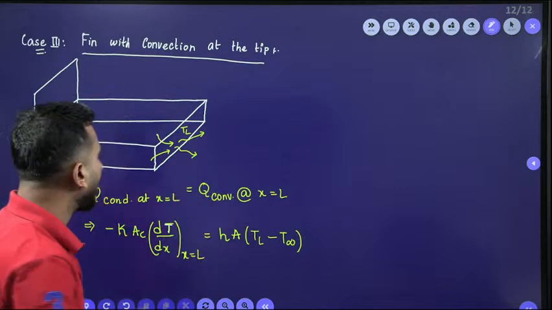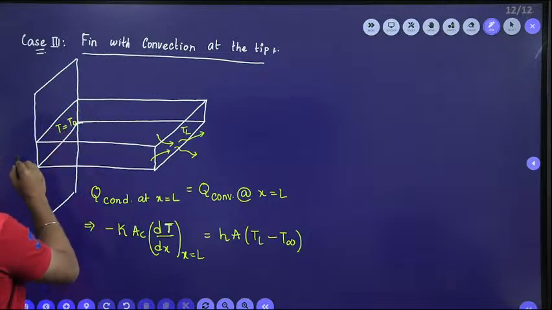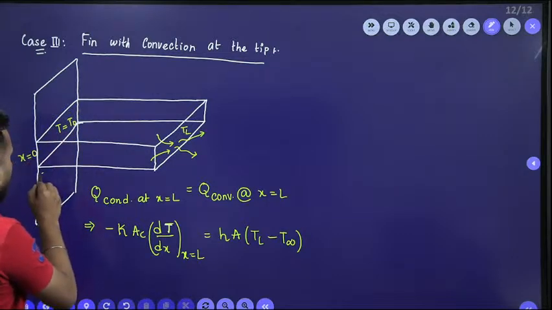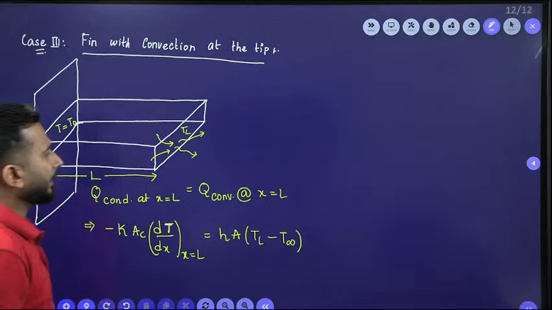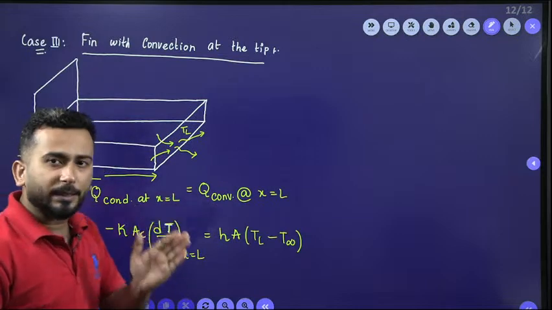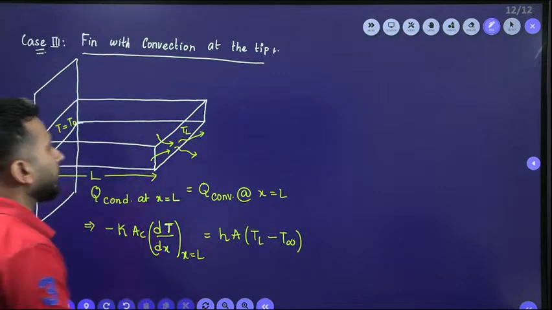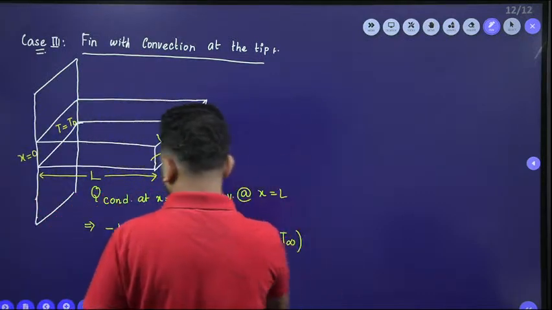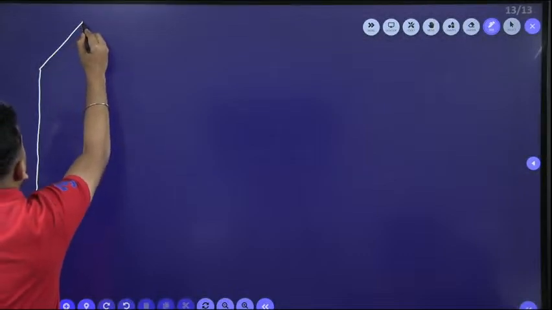First we already have that at x equal to 0 the temperature is T naught. This is the length of the fin, and width and thickness are there. So you can do it in this way. And for simplicity you can do one more thing that we generally study, and that is what I am going to tell you now.